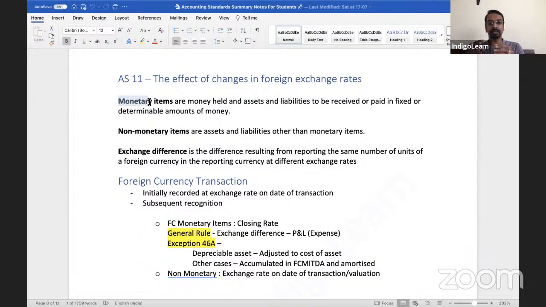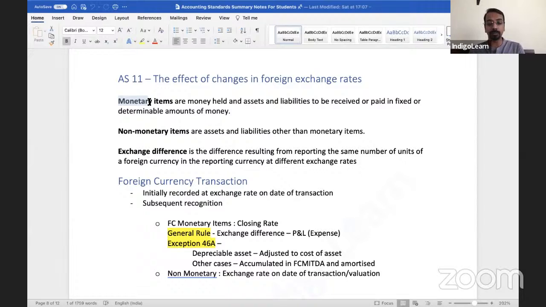For example, there is a debtor. That debtor has to pay you 1000 rupees. Now, is this 1000 rupees fixed? Yes, it is obviously fixed. It is not going to change. Maybe the debtor may become a bad debt, then that's a different thing. But can you say tomorrow that the debtor will pay me 1500? You cannot say that because the amount is fixed. Such items are called monetary items.